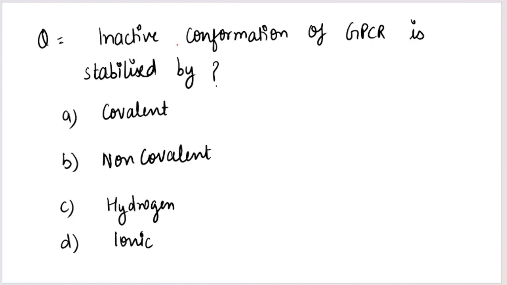Next, the inactive conformation of GPCR is stabilized by covalent, non-covalent, hydrogen or ionic bond. Inactive conformation means when G protein is in trimeric form, that is, G alpha, beta and gamma are united together and G alpha is bound to a GDP molecule also. Whenever there is a reversible interaction in a biological system, there is always non-covalent interaction among substances which undergo that pathway. So the answer is B.